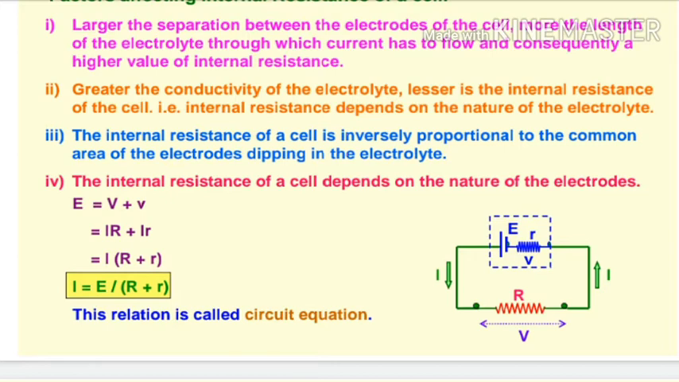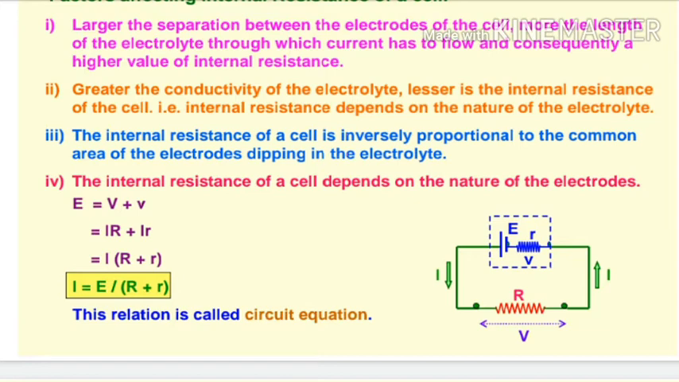So if the internal resistance of the cell is small r and the external resistance connected to the cell is capital R, then we can write capital V equal to IR, and the small v, the potential drop inside the cell, is I into small r. So EMF of any cell can be described as V plus small v, that is IR plus I into small r. If we take I outside from both terms, then we find E equal to I into (R plus small r).